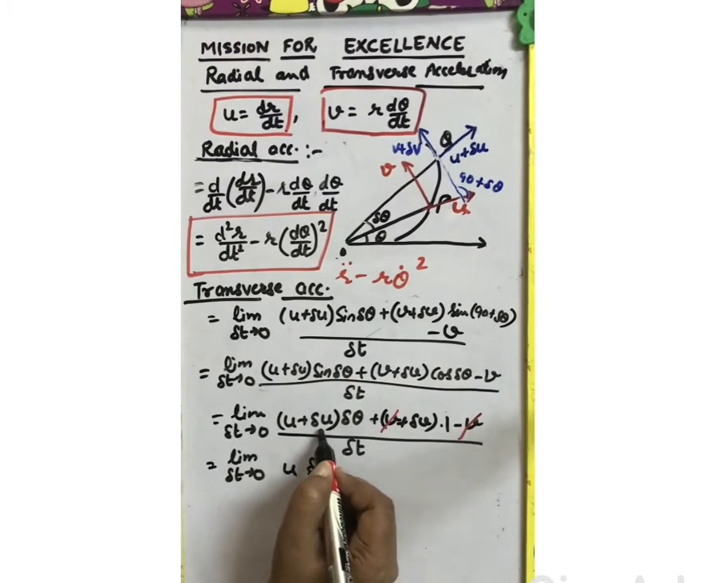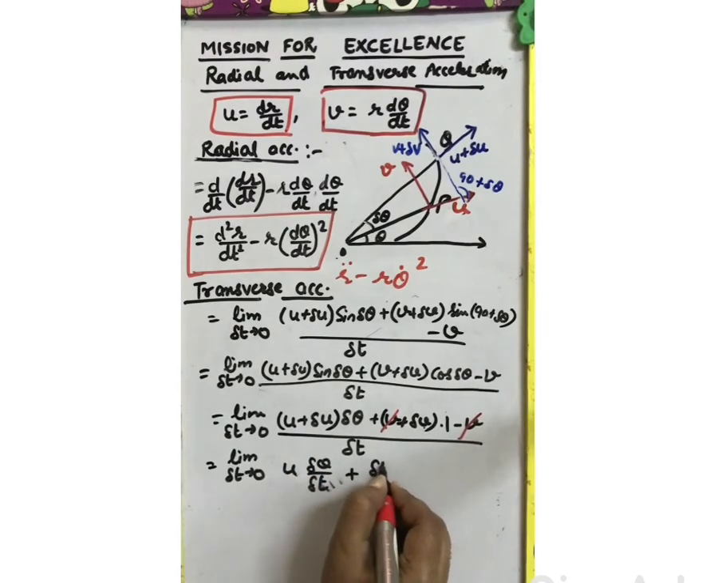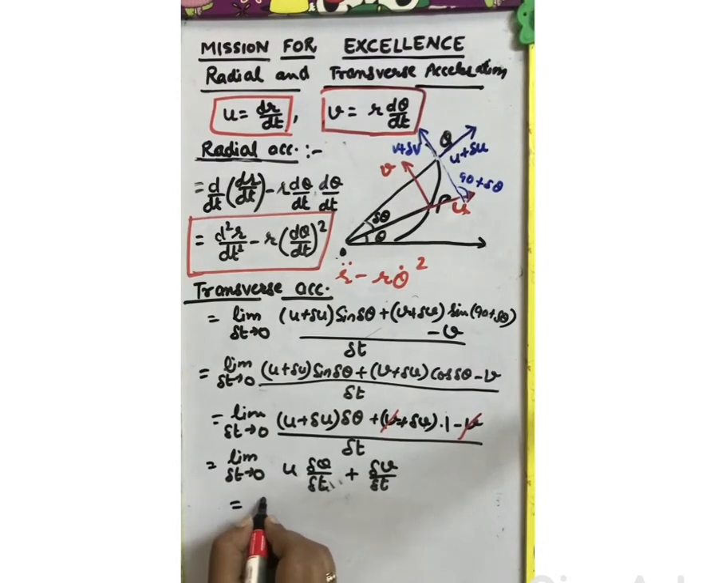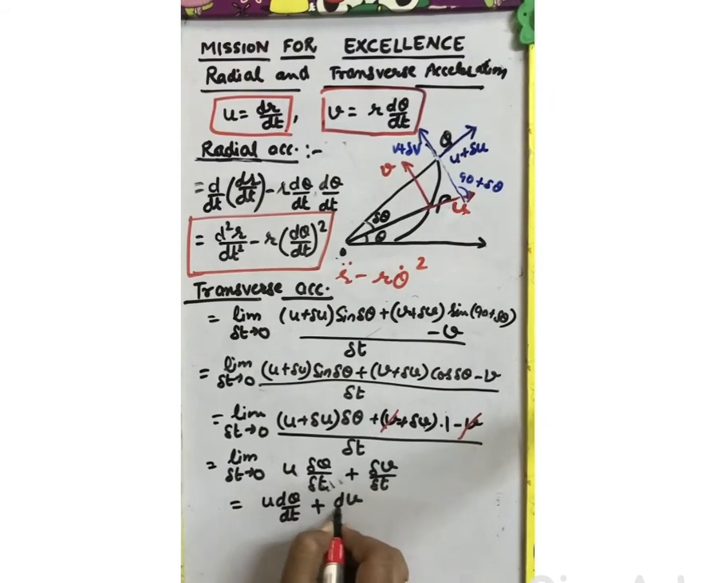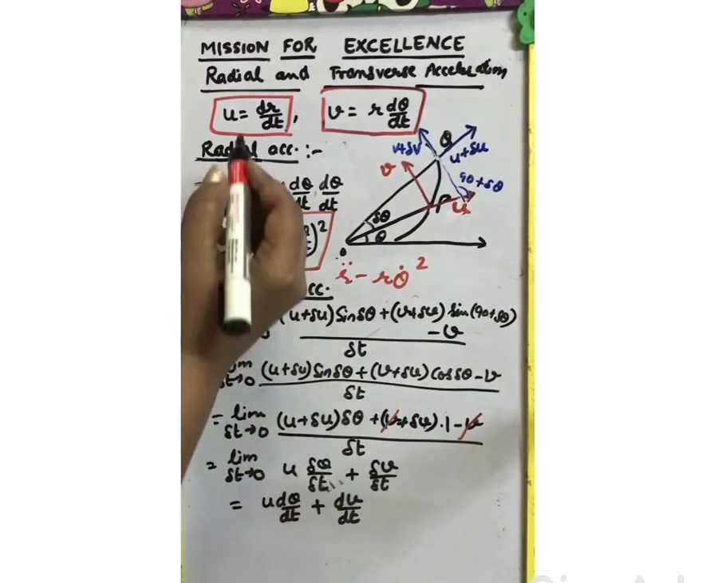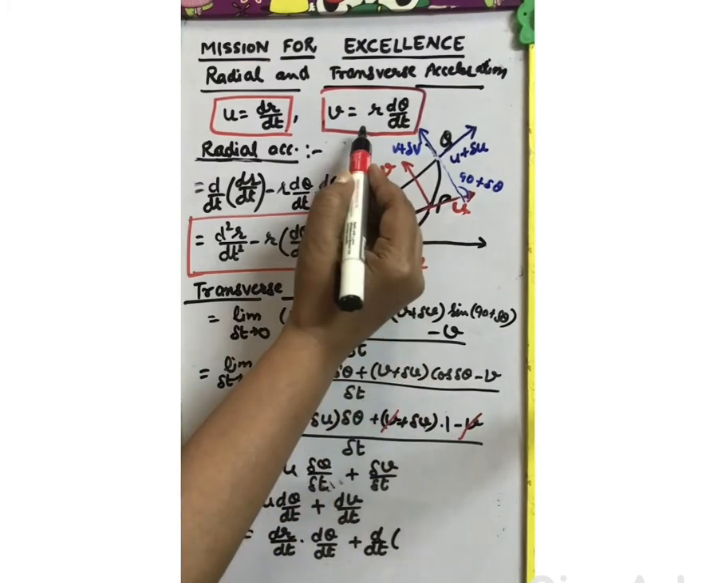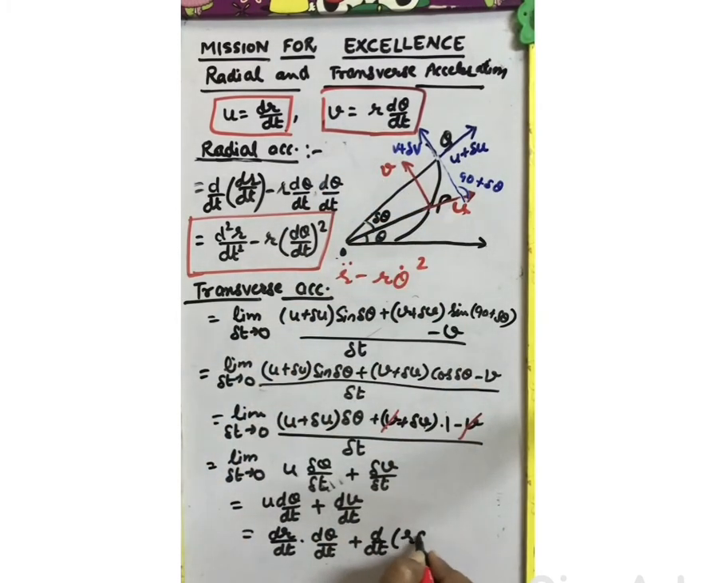This term being two deltas we will ignore here, and we are left with the term v delta v by delta t. So this will become u d theta by dt plus dv by dt. Now we will put the value of u and v here. So u is dr by dt into d theta by dt plus d by dt of v. V is d theta by dt. So we will put here.